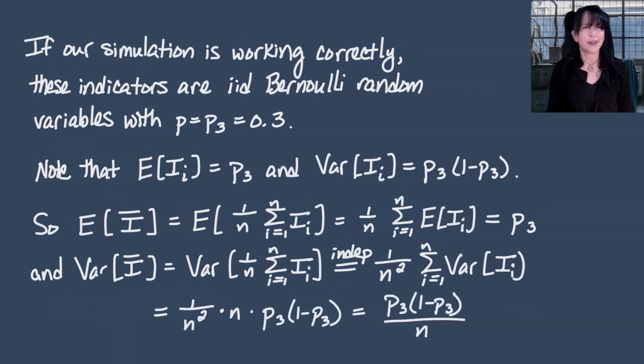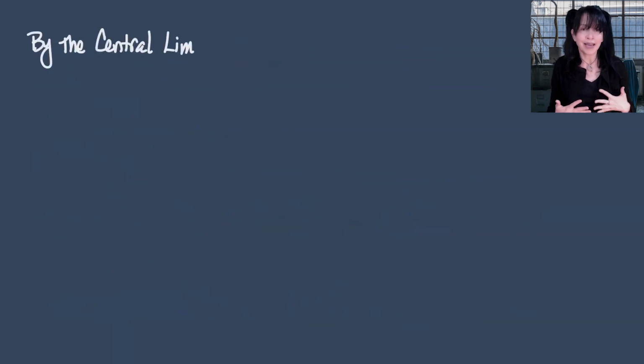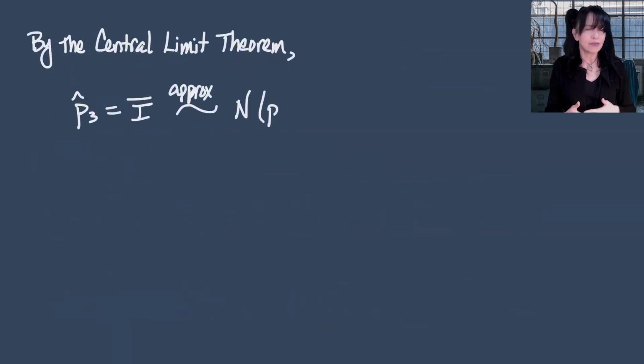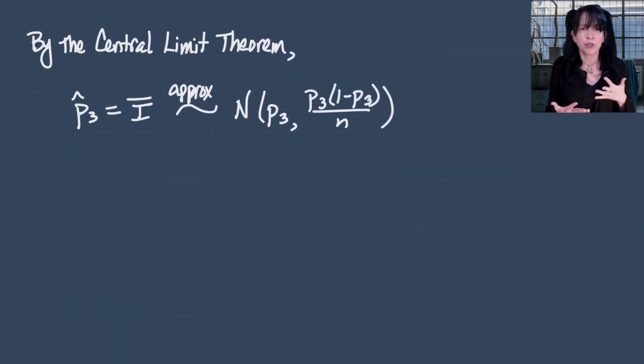So what is the point here? My point here is that my estimator of P3 that I'm calling P3 hat is actually an I bar, where I bar is representing a sample mean of a bunch of indicators. And by the central limit theorem, this has, for large samples, an approximate normal distribution. The mean of I bar is whatever its mean was, which was P3. The variance is whatever the variance for I bar was, which was P3 times 1 minus P3 over n.